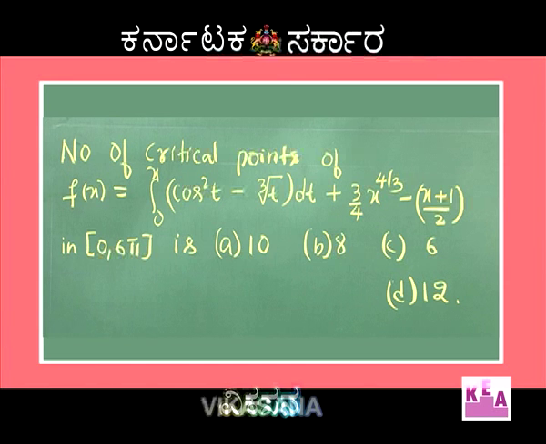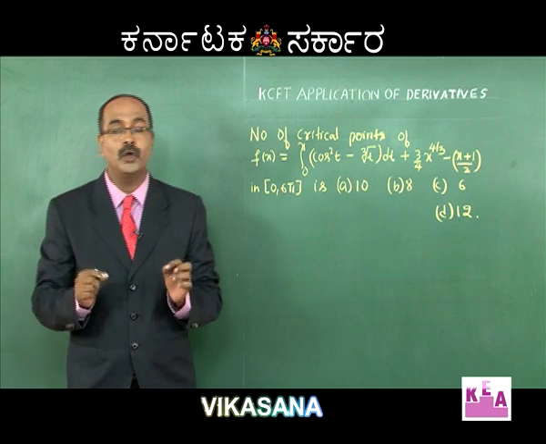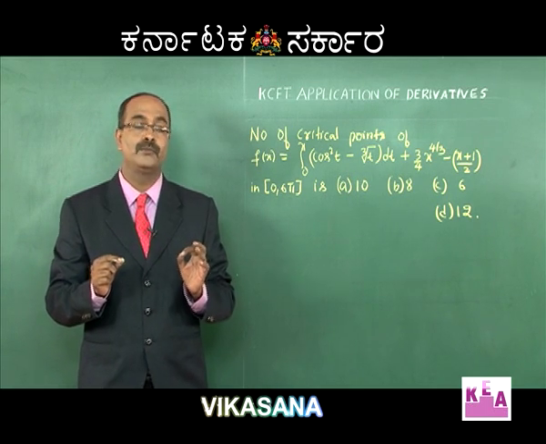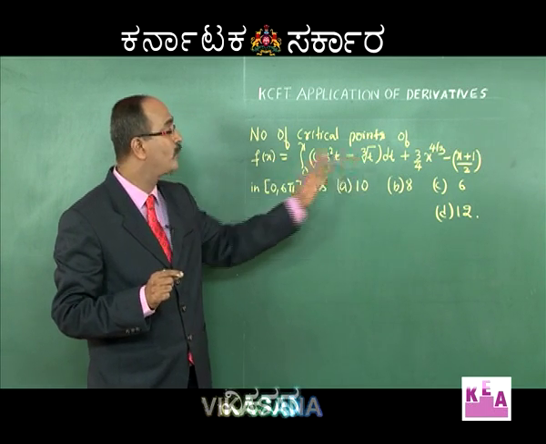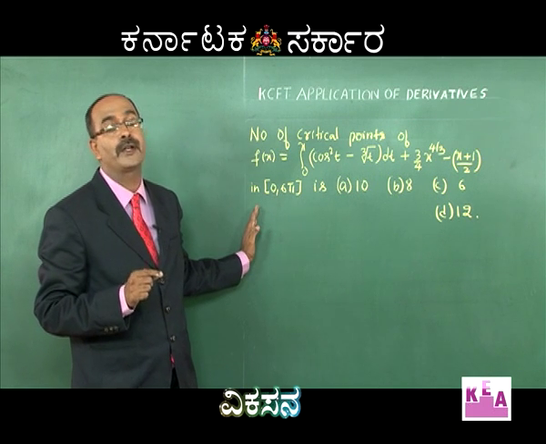Now, let us discuss next problem. Number of critical points of f of x is equal to integral of 0 to x cos square t minus cube root of t dt plus 3 by 4 times x power 4 by 3 minus x plus 1 by 2 in closed interval 0, 6 pi is option A 10, option B 8, option C 6 and option D 12. This problem looks like a complicated problem. You have an integral sign and so many things, and you have to find out number of critical points.